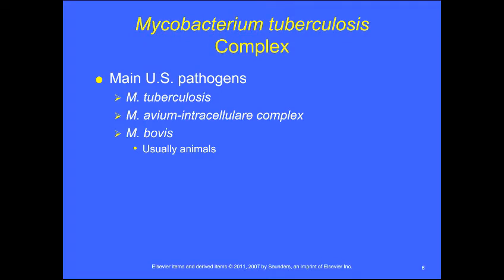The Mycobacterium tuberculosis complex. It is said that these are US pathogens, but M. tuberculosis is more common in developing countries. Main US pathogens, they have classified these 3 Mycobacterium species: M. tuberculosis, the M. avium intracellulare complex, that's the MAC, and M. bovis, usually found in animals.